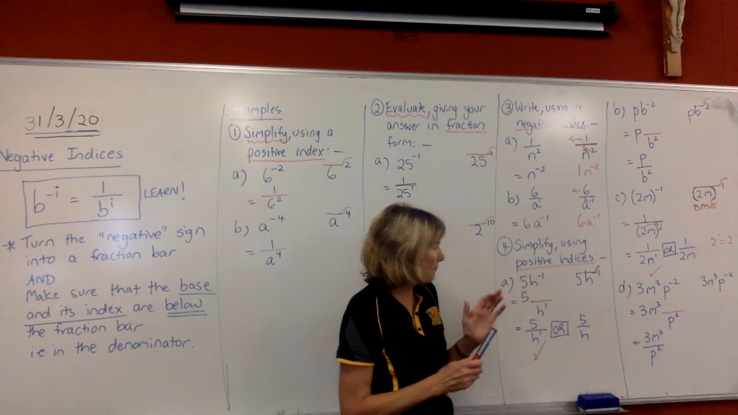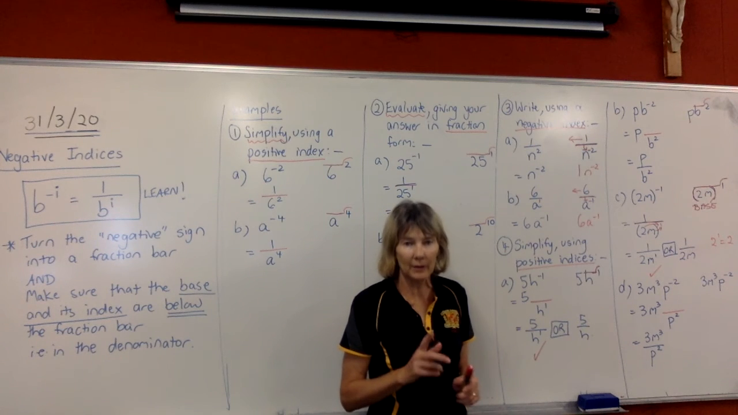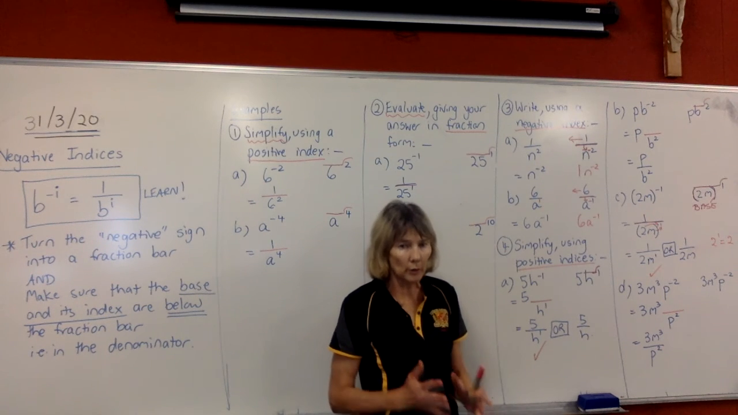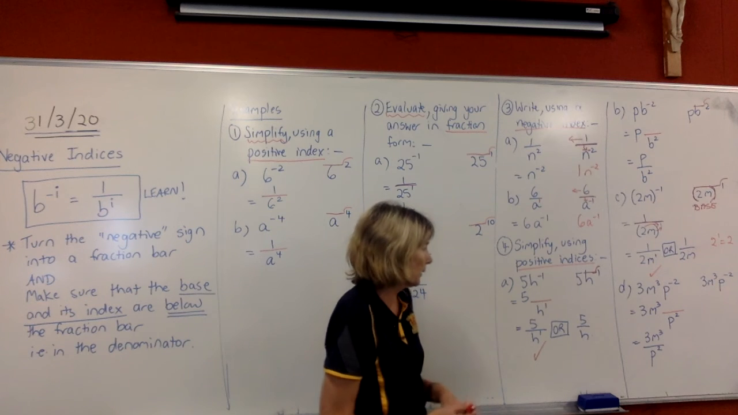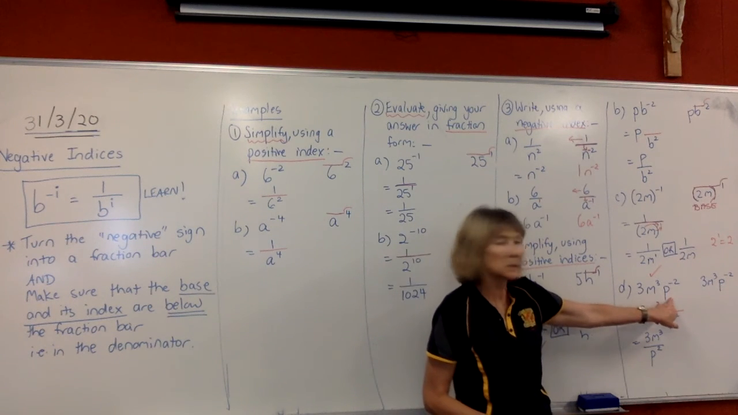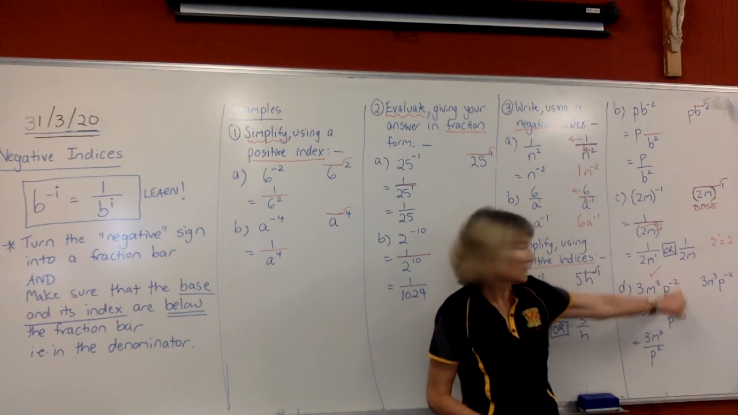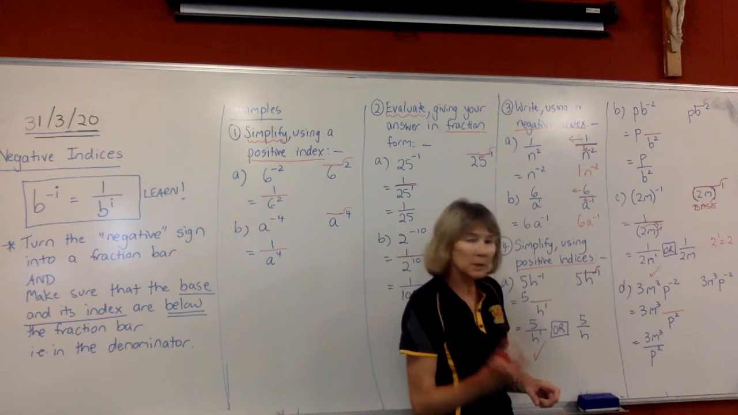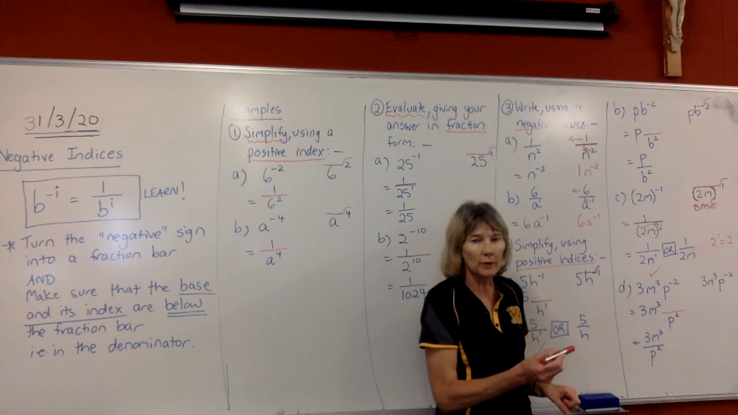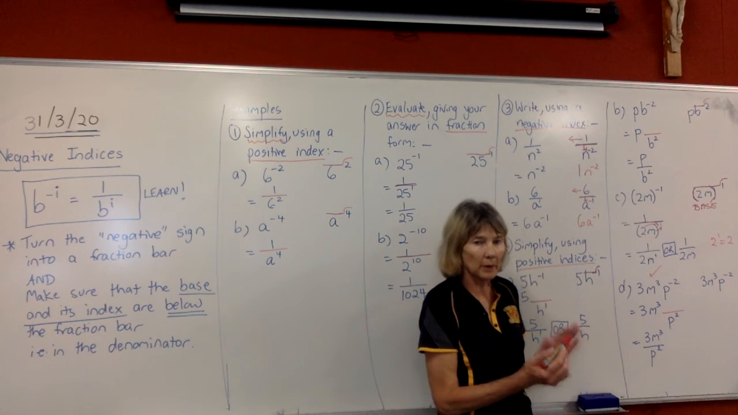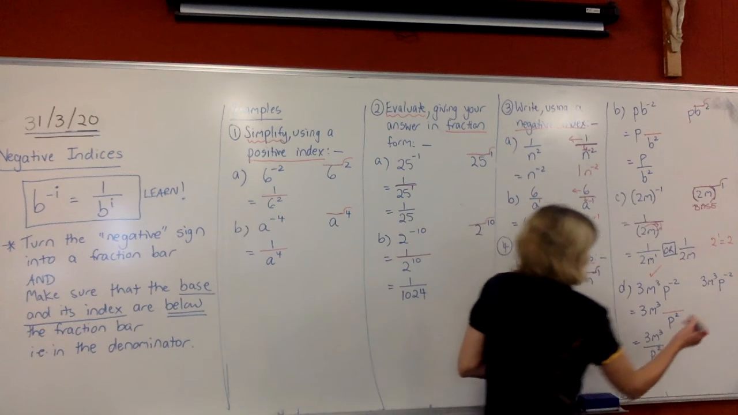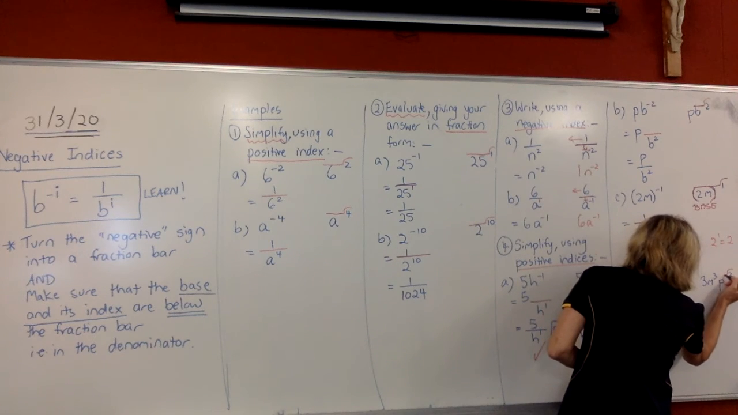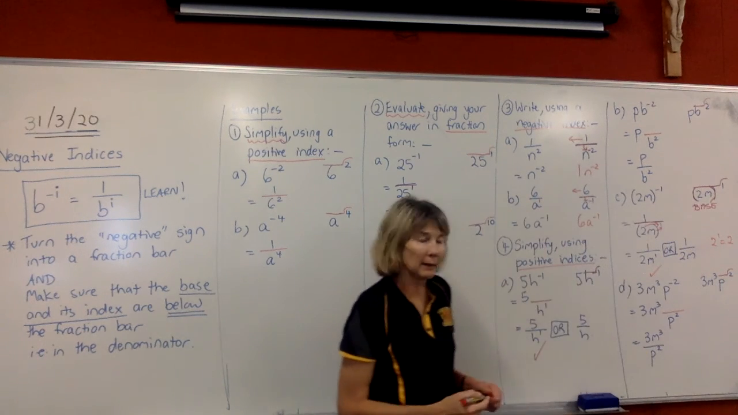Okay, and the last one here, they do get harder because we have more bits and pieces in them, but the main thing you have to look at is the negative index. Everything else, don't confuse it. Okay, so the only thing with the negative index here is the p to the power of minus 2. The base is p, and the minus 2 is the index. So I'm just going to get my red pen. I'm just drawing over the top of the minus sign, but I stop at the base. So it'll look like that.